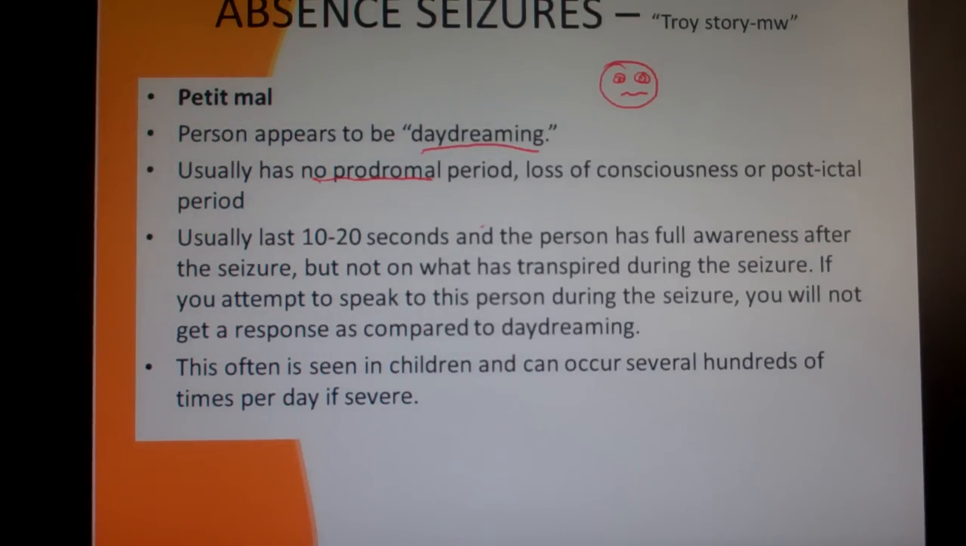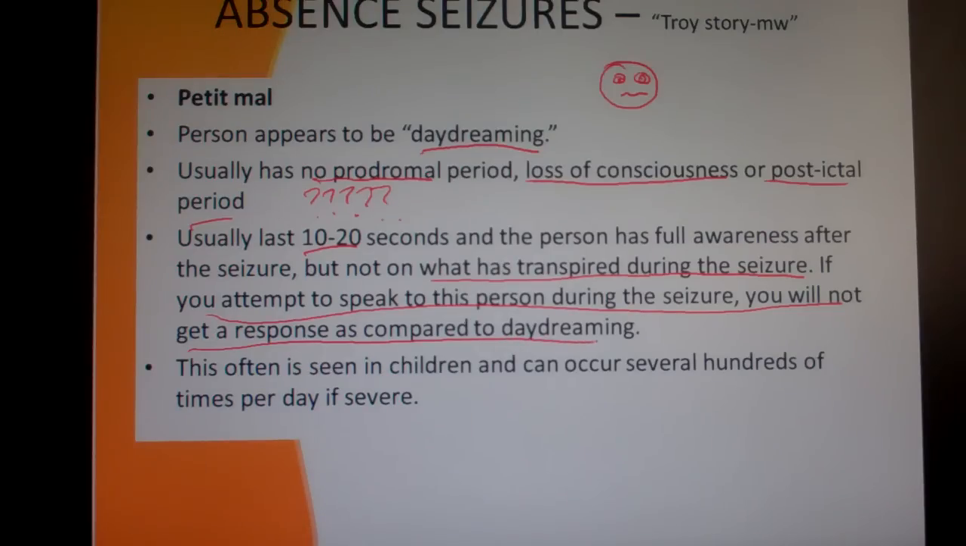There's no prodromal period. It doesn't look like he even loses consciousness, and when he wakes back up, he's just back there. He probably has no idea he even had a seizure. It's just kind of like, what are you looking at me like that for, right? Pretty short, 10 to 20 seconds. He doesn't know what has happened during the seizure, but you're awake after the seizure. If you attempt to speak to this person during the seizure, you will not get a response, as compared to daydreaming. Again, this is what we see in pathophysiology all the time, right?